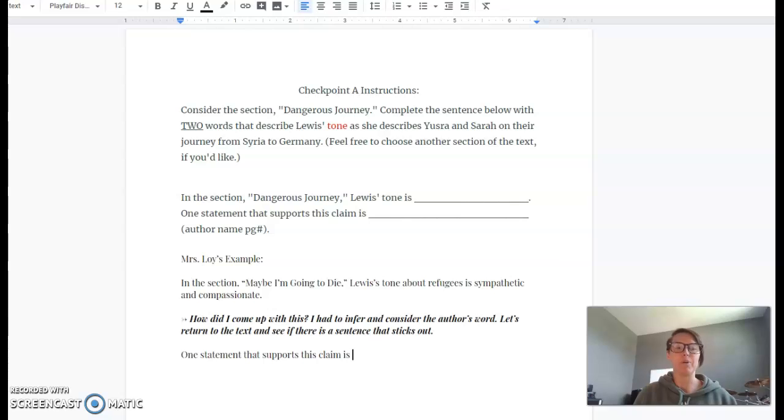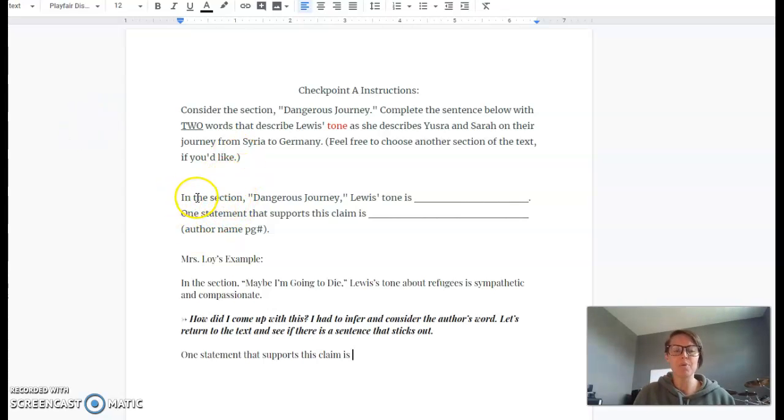So here in my example assignment, I went ahead and brought over the checkpoint A instruction. What I asked you to do in checkpoint A was to consider the section Dangerous Journey, and then to complete the sentence starter with 2 words that describe Lewis's tone as she describes Yusra and Sarah on their journey from Syria to Germany. In checkpoint B, I'm allowing you to branch out because I noticed a lot of you had very similar ideas, which is great because that means that you're all picking up on tone. But I also wanted you to have some choice with this assignment if Dangerous Journey wasn't the section that really spoke to you. So for my example, I'm actually going to focus on a different section as well.